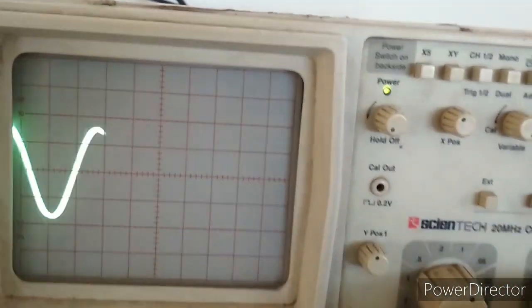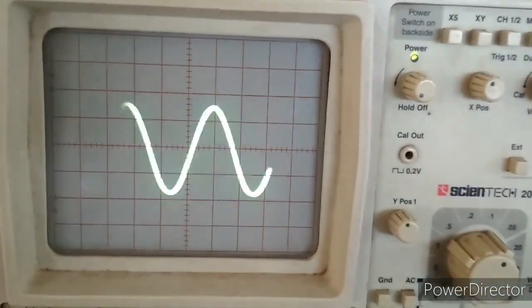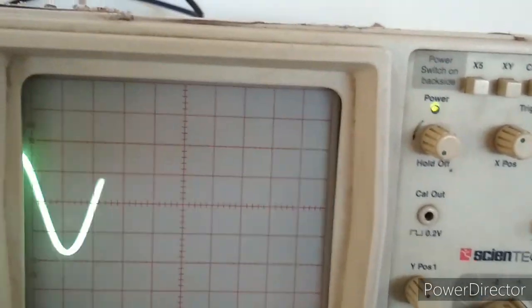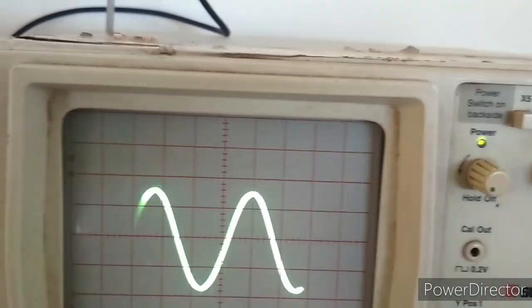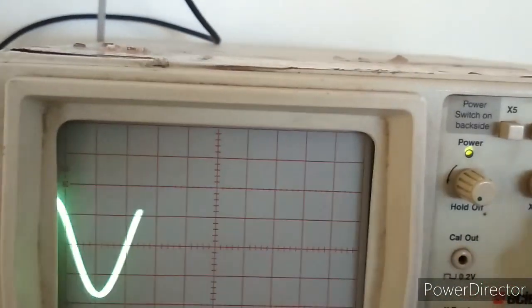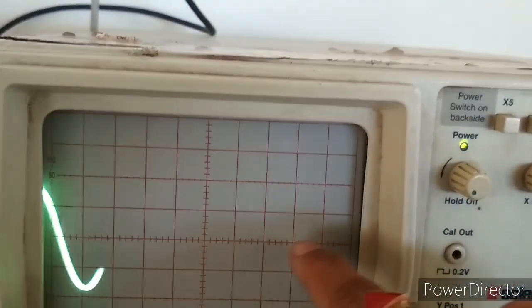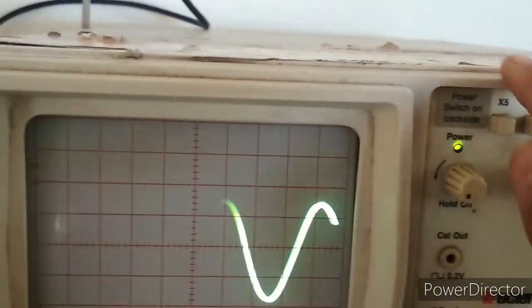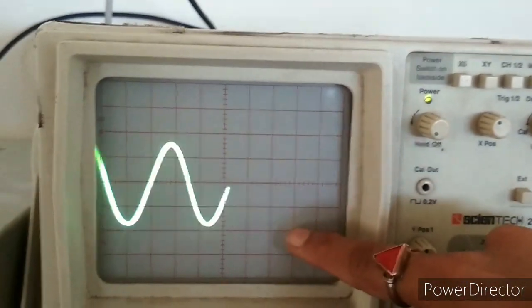Okay. And from the time period, we can calculate the frequency. So for the frequency measurement, the formula is F is equal to 1 upon T. Okay. So whatever the calculation comes from this multiplication, that is 3.2 into 10, we divide 1 by it. So 1 divided by this time period gives us the frequency.